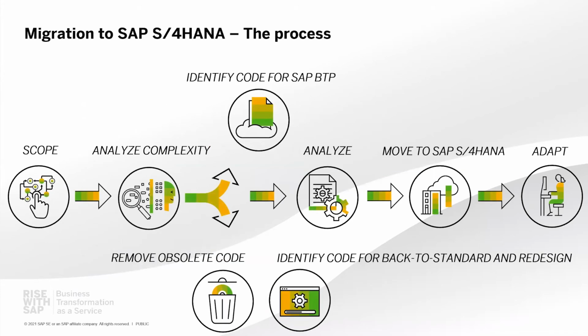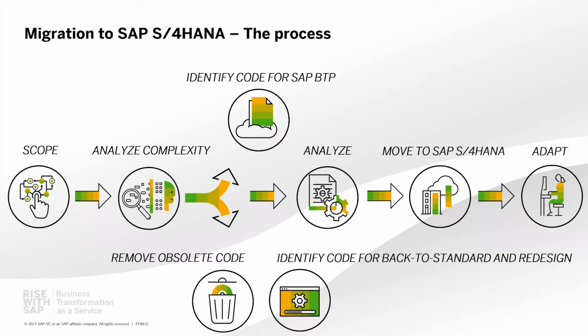And the process of migration to SAP S/4HANA looks as the following. We will take first a look at the migration process to SAP S/4HANA, and then at the migration process to SAP BTP. The migration to SAP S/4HANA begins with so-called scoping of the custom code, where you decide which custom code is in scope for SAP S/4HANA migration. Then during the scoping, we recommend using the complexity or clean code dashboard to analyze the complexity of your custom code.